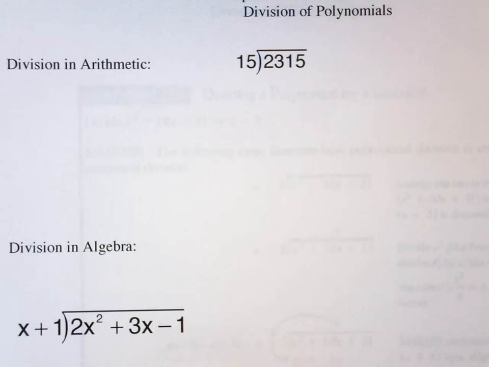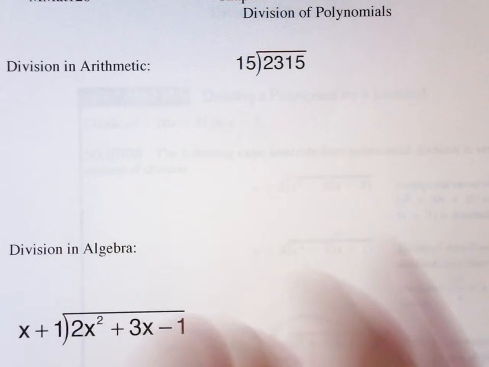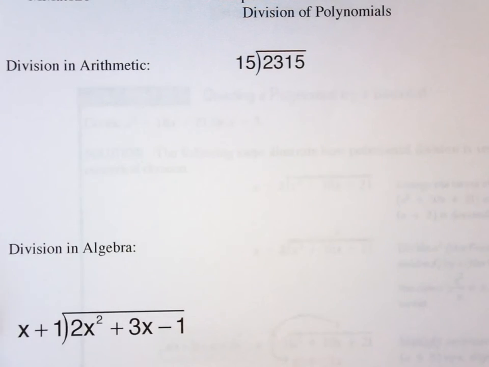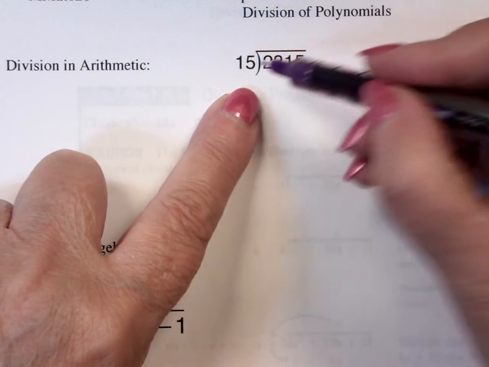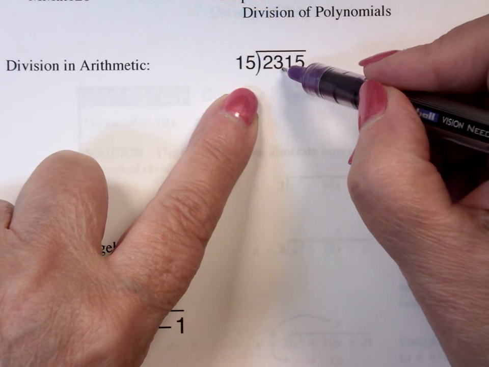We're now going to be looking at long division of polynomials. There's no difference between really long division and division in arithmetic. You just have to be a little bit more careful because it's more detailed. And I would look to say, how many times does 15 go into 23?